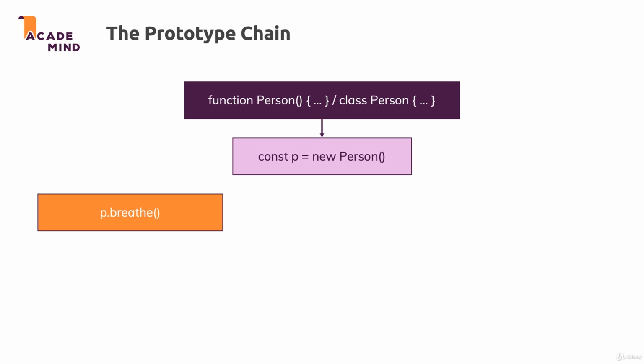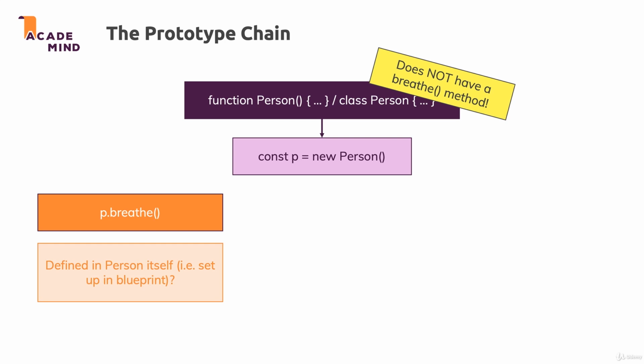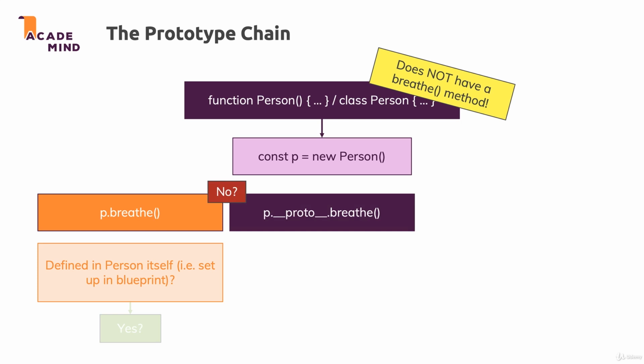Now let's say we're calling the breathe method here on person, and let's say our constructor function or class does not have a breathe method. What JavaScript then does is, when we call breathe, it first checks, is that part of the object itself? So was it defined in the blueprint? Because as you learned, when you instantiate an object based on the blueprint, the object has everything defined in the blueprint. So is the breathe method part of the person itself, of that object which we created based on the constructor function? If yes, then we can execute the method. If no, well then we look to the prototype.